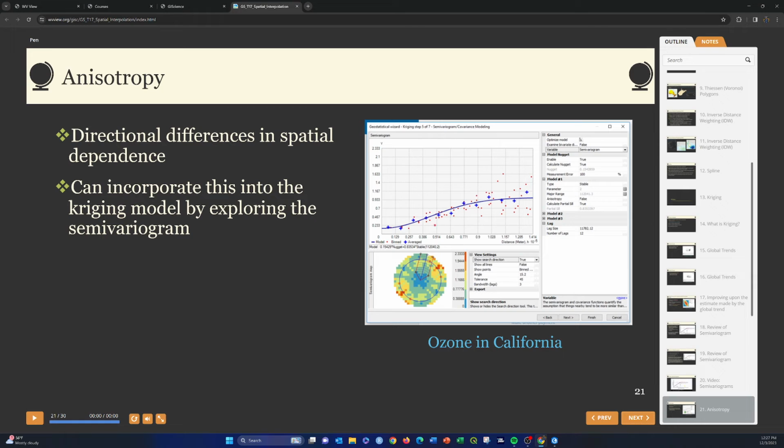Okay, so that's that. And then lastly, you can have anisotropy. I can't say that word. Anisotropy. This is when the spatial dependency or the spatial autocorrelation isn't consistent in all directions. So you might have a directional trend in the autocorrelation. Tools for fitting Kriging models generally have an ability to apply a directionality to it, not just be homogeneous in all directions.